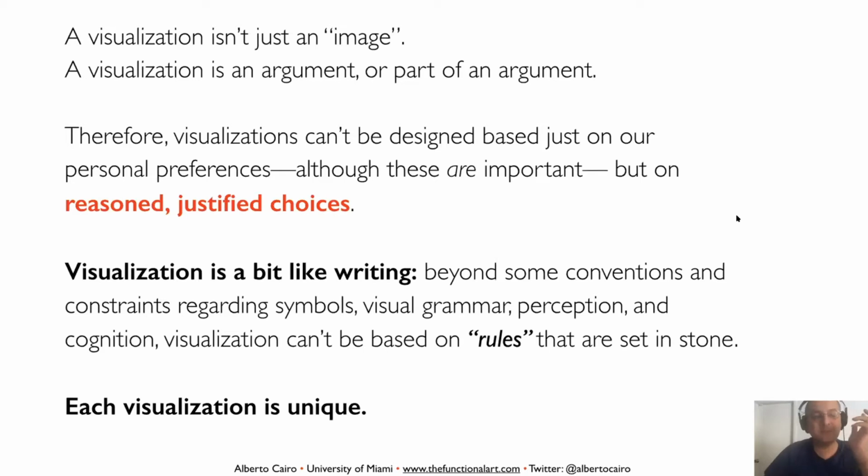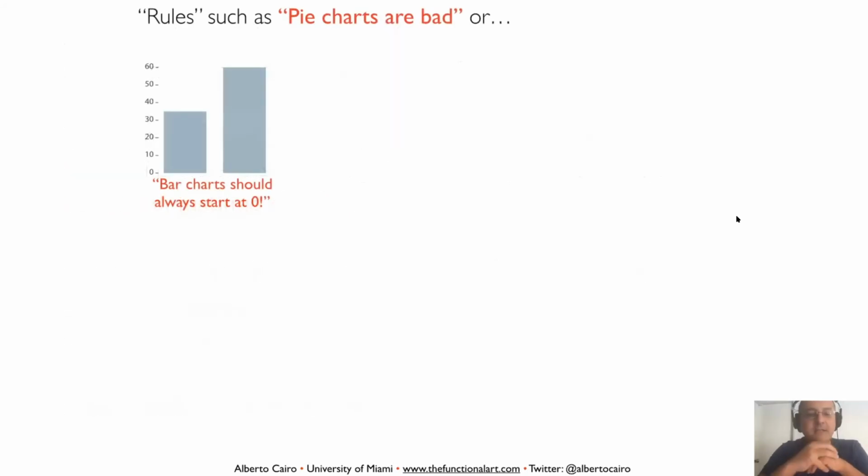How many times have you heard, and I've said this myself, bar charts should always start at 0, right? Or another one that is very common also: don't use pie charts. Pie charts are evil, right? Well, that's bullshit. Pie charts may be useful in certain cases. But let's reason about this rule, so to speak: bar charts should always start at 0. This is a rule of visualization design that I have promoted myself.